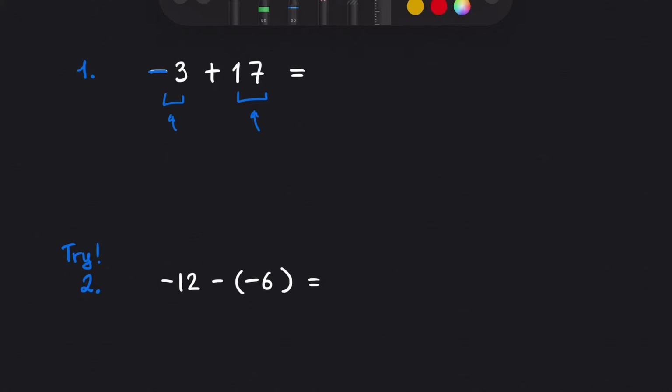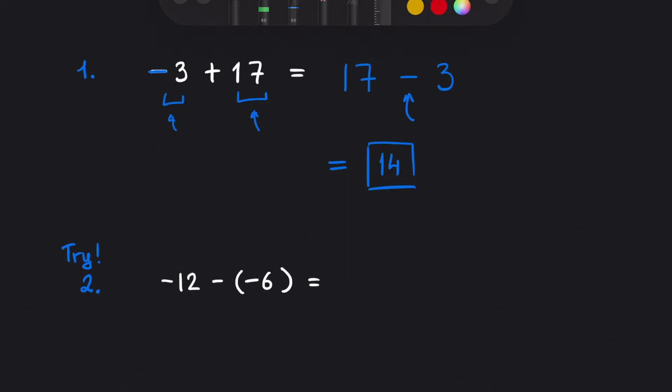So I'm gonna do the same thing here. I'm gonna manipulate and move 17 here and -3 here, so I can see what operation I'm gonna do. 17 minus 3 is 14. So that's our answer.